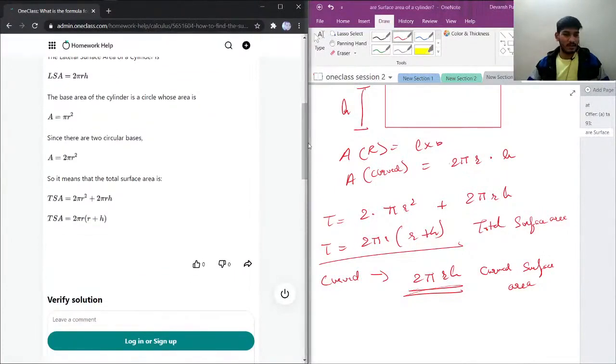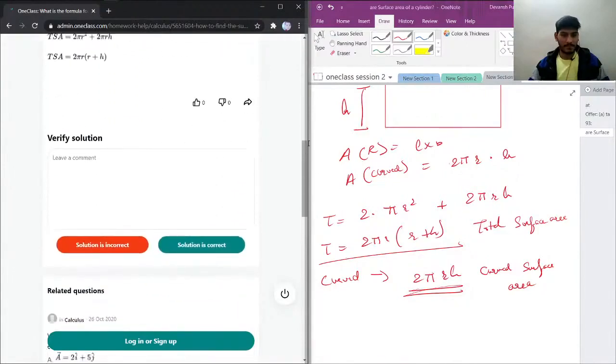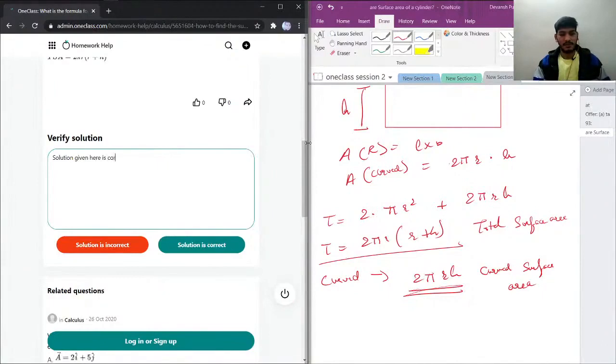And the area of the two circular bases, then we have TSA, total surface area, is 2 pi r times r plus h. So the solution given here is correct. Good work.